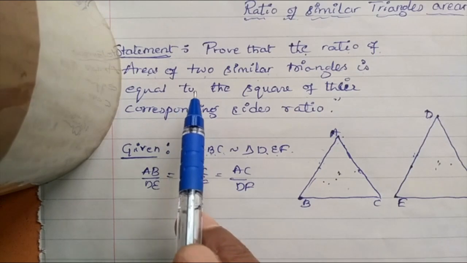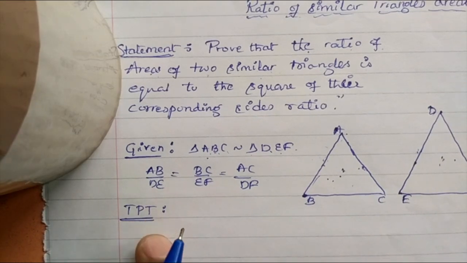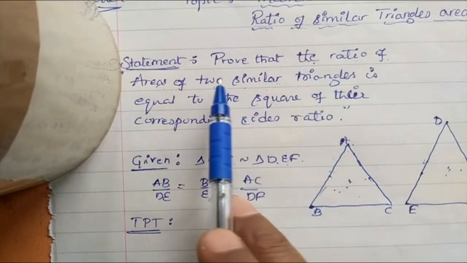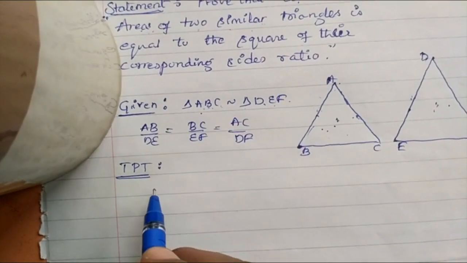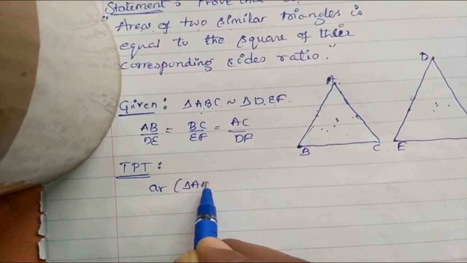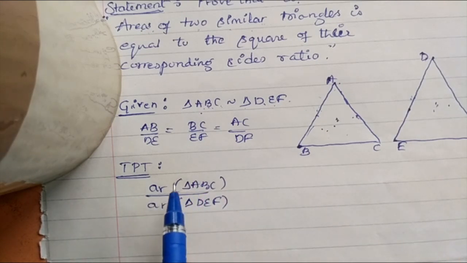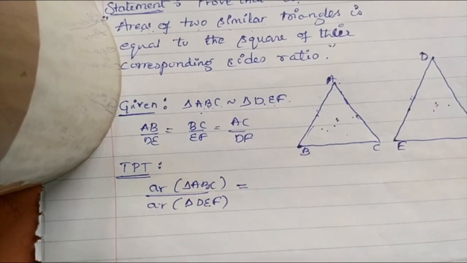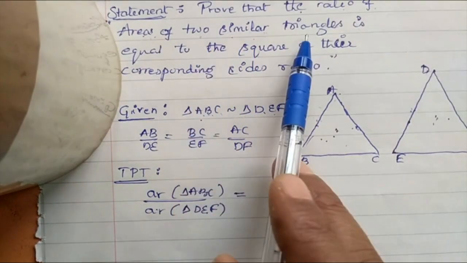This is given. Then what do we need to prove? The second step of the theorem. What to prove? When two similar triangles are given, what about their areas? The ratio of their areas, I mean, area of triangle ABC divided by area of triangle DEF. These two will be equal to what? We proved these two triangles are similar. Now no need to prove, already given.